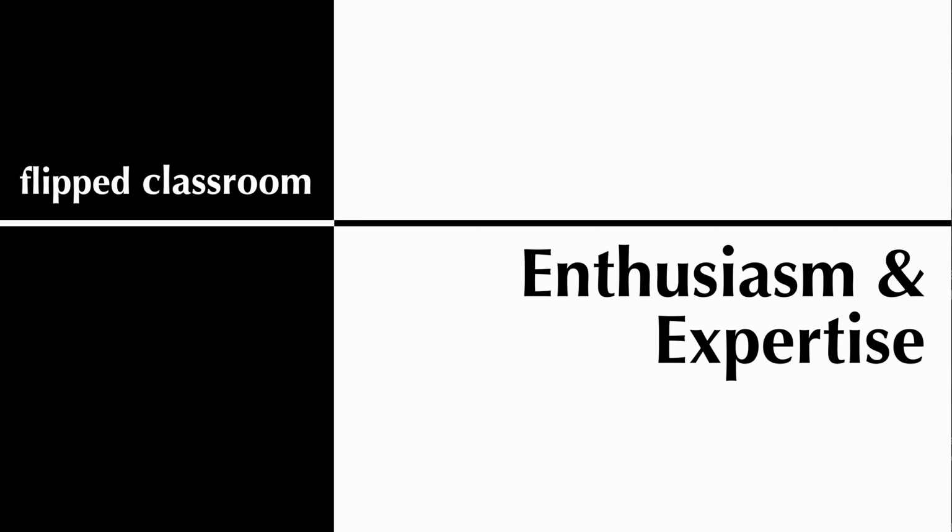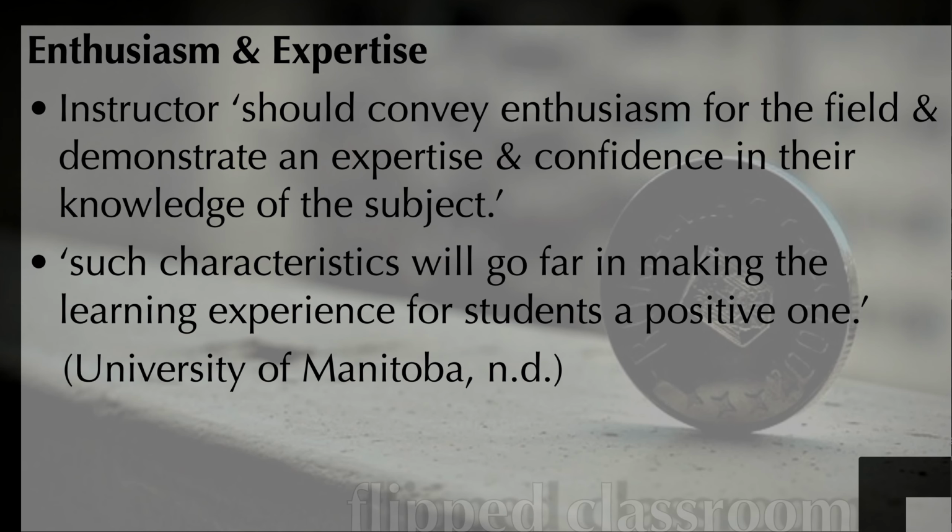Finally, the E, the double E, enthusiasm and expertise. Sorry, let me say enthusiasm again. Enthusiasm. You see that? You hear that? Here, the instructor, quote, "should convey enthusiasm for the field and demonstrate an expertise and confidence in their knowledge of the subject." See how I articulate things to show my expertise and confidence? Such characteristics will go far in making the learning experience for students a positive one. So ideally, you want to have ICE: interaction and involvement, communication and clarity, and finally, enthusiasm and expertise. Generally for your instruction, but also more specifically for flipped classrooms.